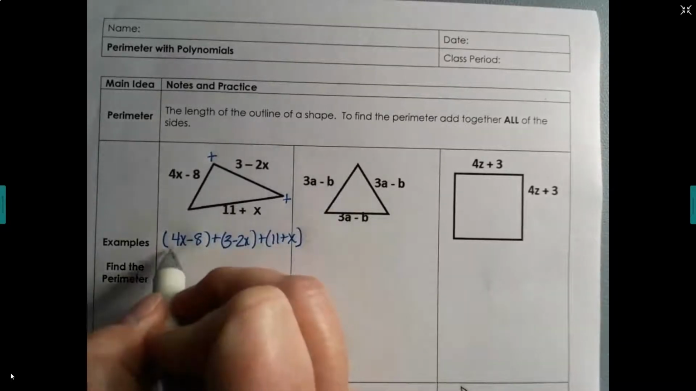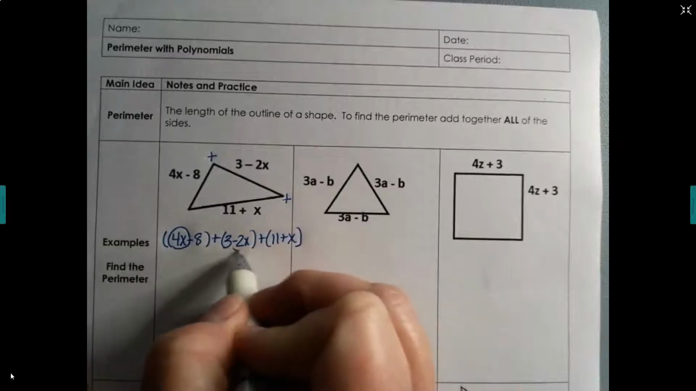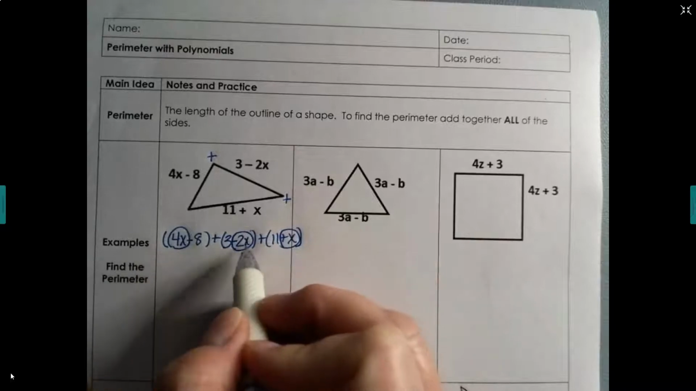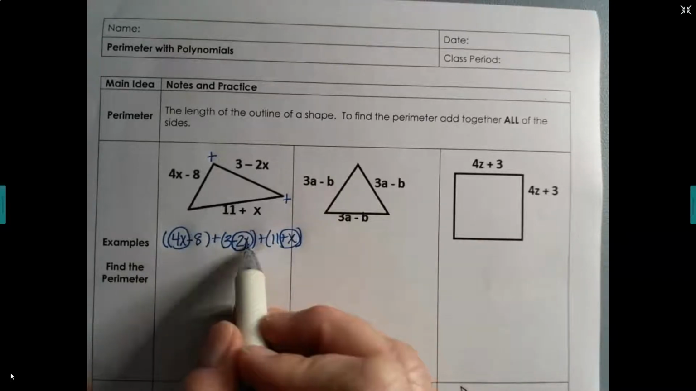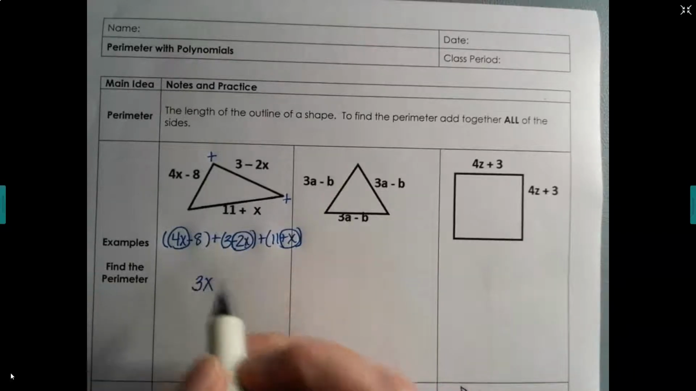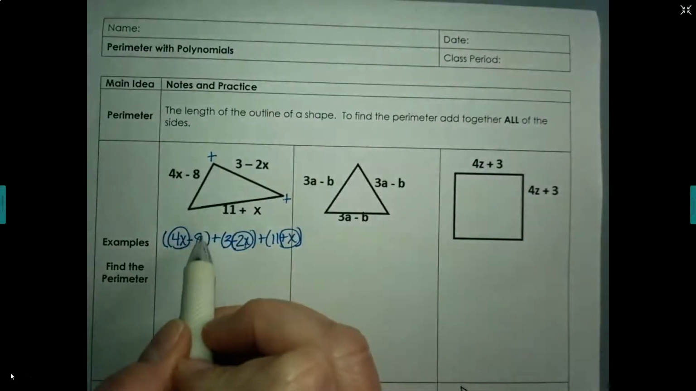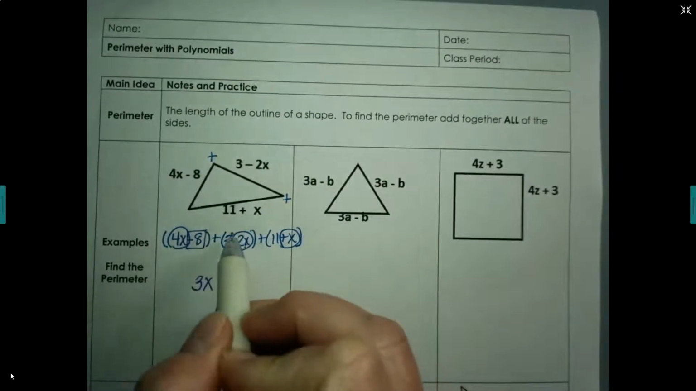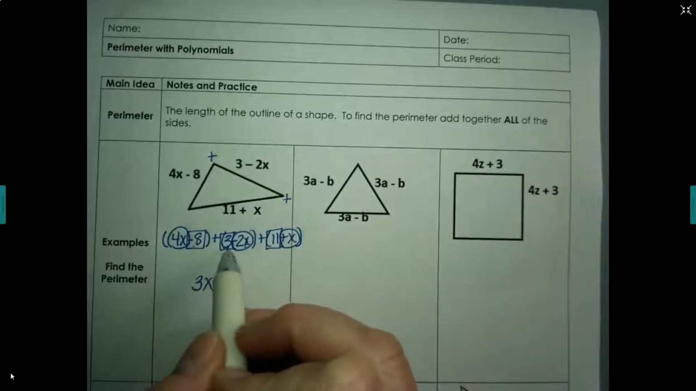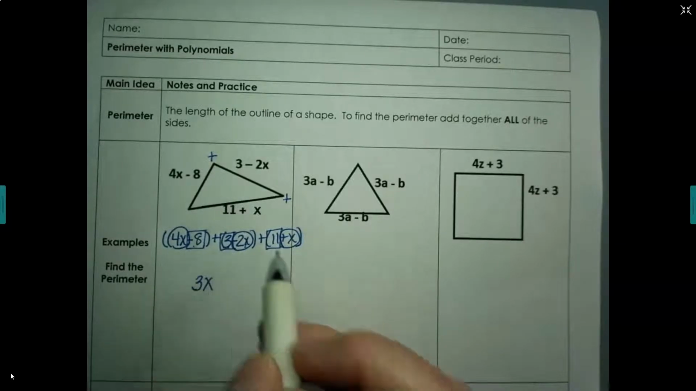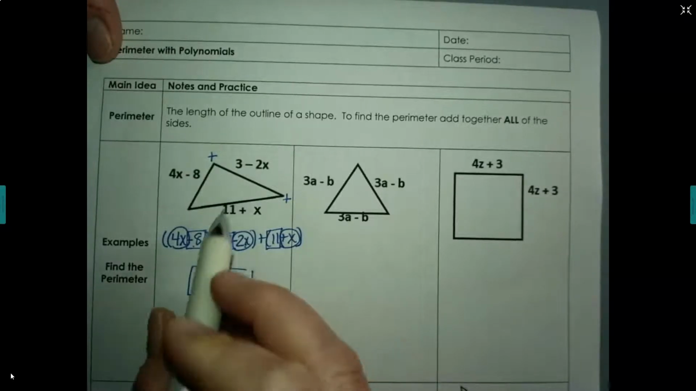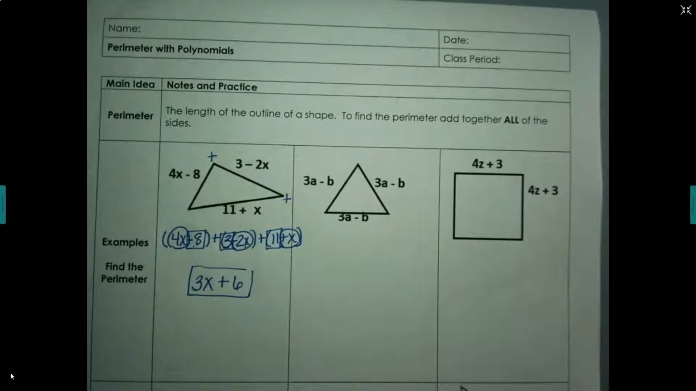Now we're going to look for like terms. We have an x, we have a minus 2x, and we have plus an x. 4x minus 2x is 2x. 2x plus 1x is 3x. All right, and then let's look at our constants. We have a negative 8, a positive 3, and a positive 11. So negative 8 plus 3 is negative 5. Negative 5 plus 11 is a positive 6. The perimeter of this triangle is 3x plus 6.